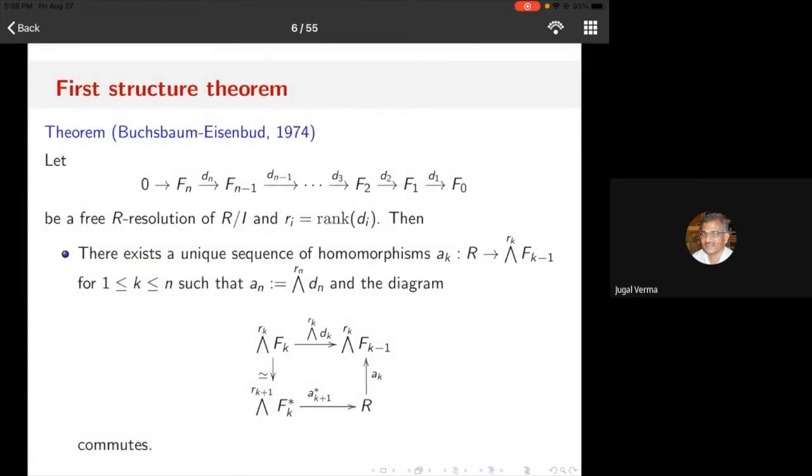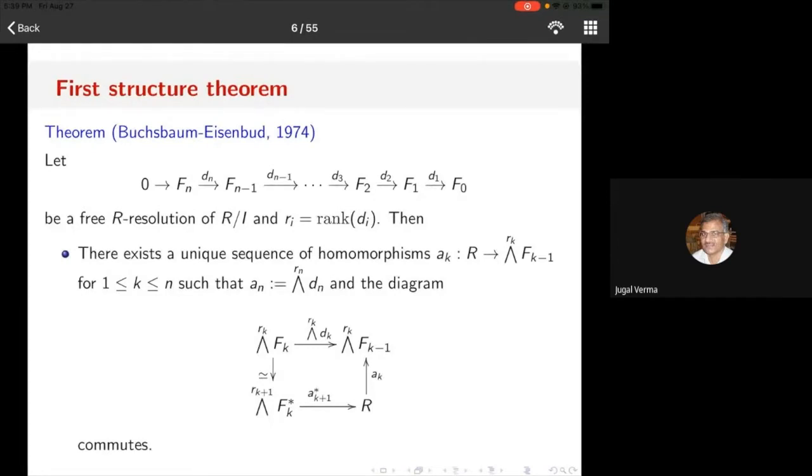Such a result has been generalized for any finite resolution by Buchsbaum and Eisenbud in 1974. Consider a finite resolution of length n, where the Di are differentials and the Fi are free modules, and denote by Ri the rank of differential Di. Then they proved that there exists a unique sequence of homomorphisms from R to the kth exterior power of F(k-1), such that the last map An can be given as the Rn-th exterior power of Dn, and this diagram commutes.